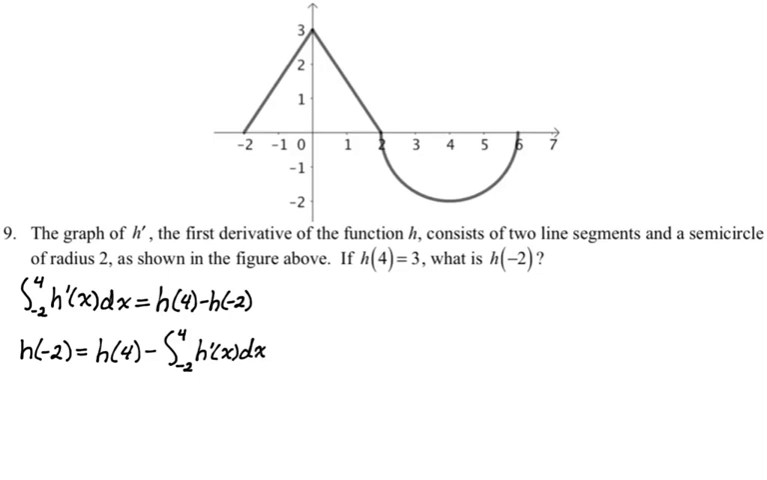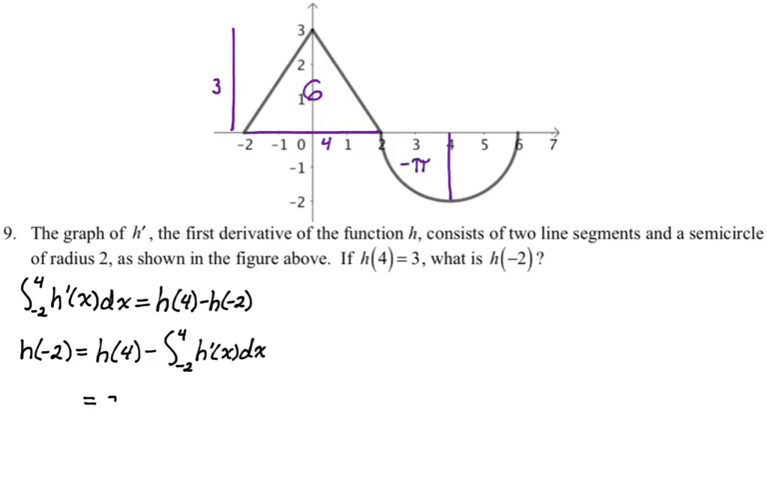So h of 4 was given, and the rest of it we can do geometrically, right? I need to go from negative 2 to 4. First this triangle, which has a base of 4, a height of 3, and therefore an area of half of 12, so 6. And then this is a quarter of a circle, going from 2 to 4. A circle of radius 2 would have a total area of 4 pi. We want 1/4 of that, which is pi, but it's below the axis, so negative pi in this region.